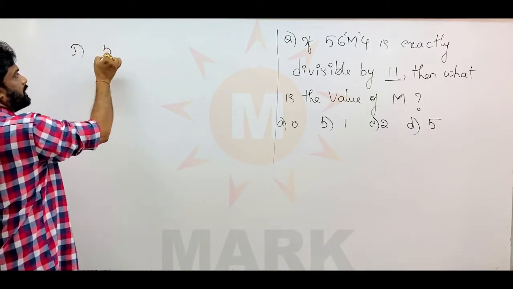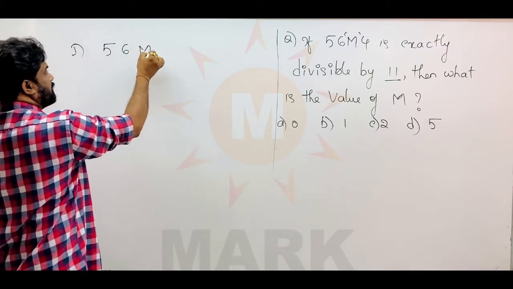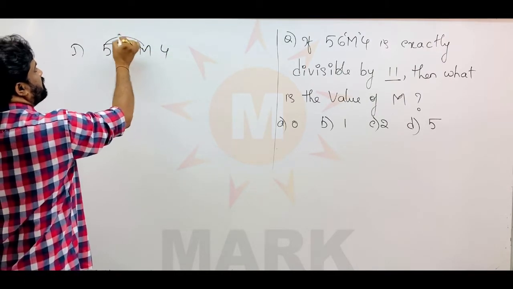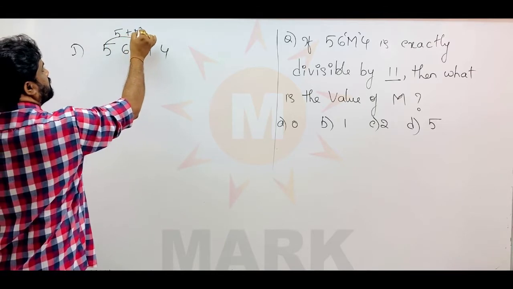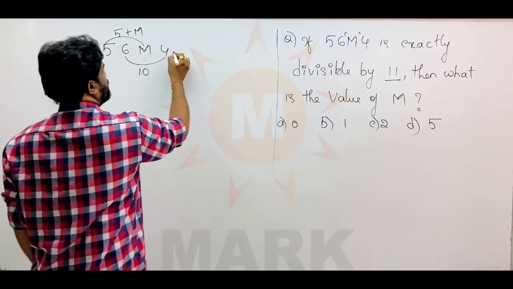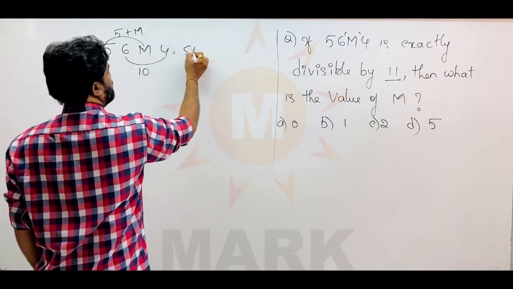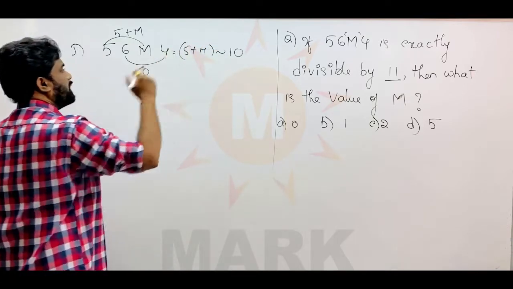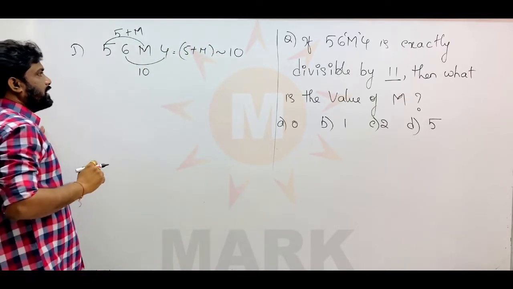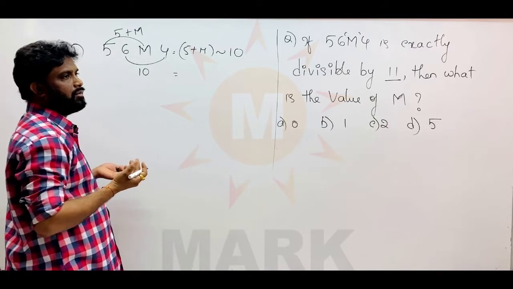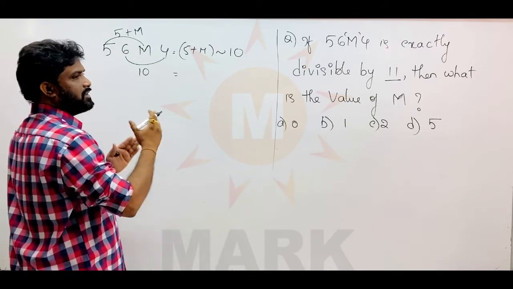First one is 56m4. First, the alternate pairing technique I will see. This sum will be 5 plus m, and this sum will be 6 plus 4, that is equal to 10. So clearly, we should take the difference between 5 plus m and 10. Here this difference should be 0 or 11 or multiples of 11. So that means 0, it can be 11, 22, etc.